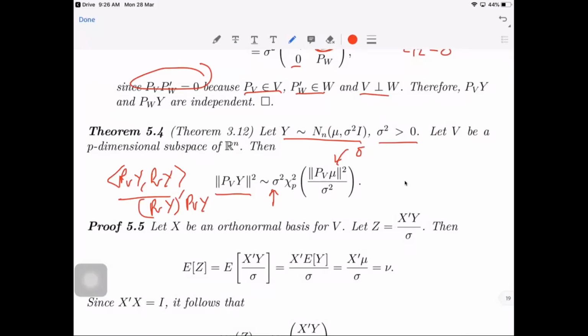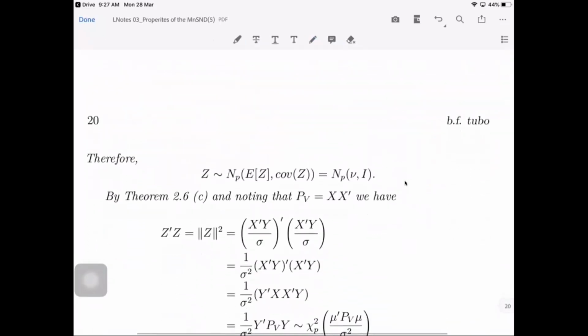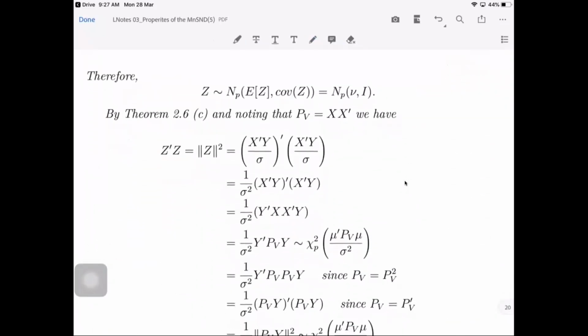Now, to prove that, we have to find a variable such that, if you recall, Z is normal, then Z prime Z will be chi-square, no? So to get this square norm of the projection, what does the projection look like? So what we want is something that looks like this.